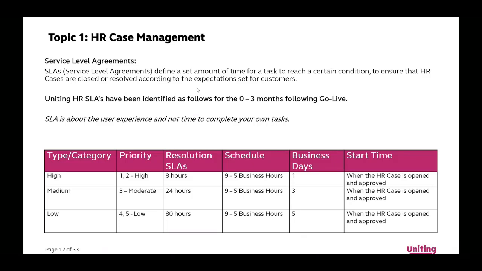There are SLAs mentioned for this, and these are identified as follows for at least the first 3 months after go live. Do understand that SLAs are about the user experience and not the time taken to complete your own tasks in the front end. So depending upon the type of category, high, medium, and low, along with the priority, there have been resolution SLAs defined. We can track them while we are working on the case itself. We will see that in the system, but at any point of time, if you want to refer to this table, it's always available.